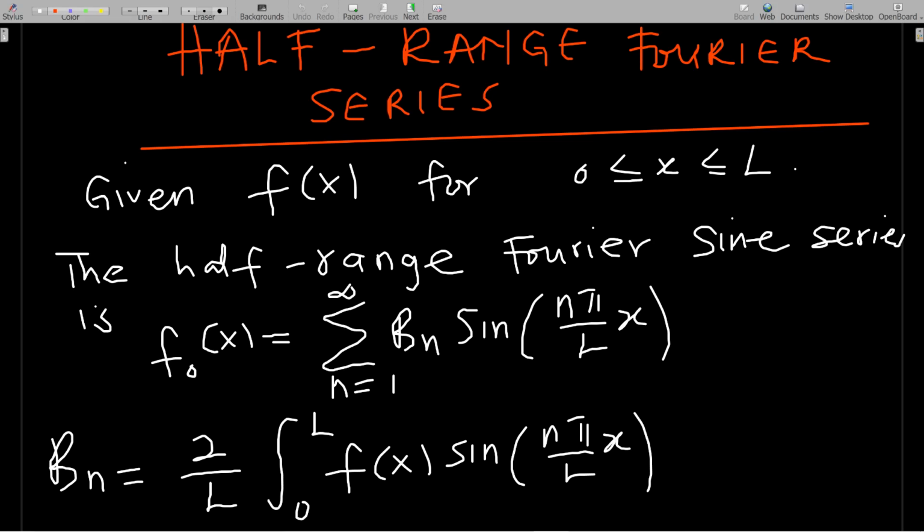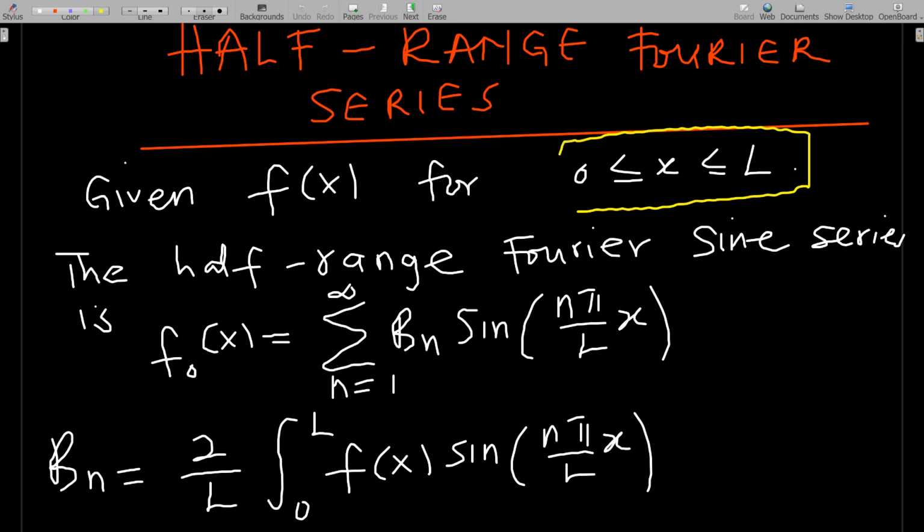In this lesson, I have what we call the half range Fourier series. What the half range Fourier series has is that the range of x does not include the negative aspect, it's only the positive aspect, like this. So 0 less than or equal to x less than or equal to L. Given f of x for this range, the half range Fourier sine series. So we are talking about the Fourier sine series here.